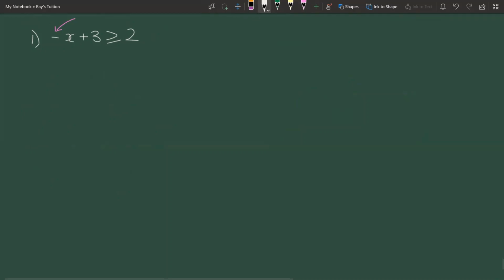So let us start. We start by taking over the other elements that are not attached to the x, so the 3. And when we take it over, the sign changes. So that becomes 2 minus 3. So we have minus x is greater or equal to -1. So we would like to get x by itself. So we're going to divide both sides by -1.